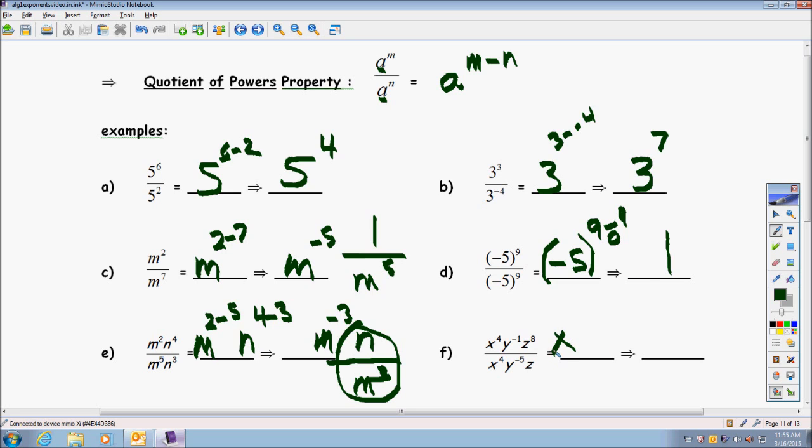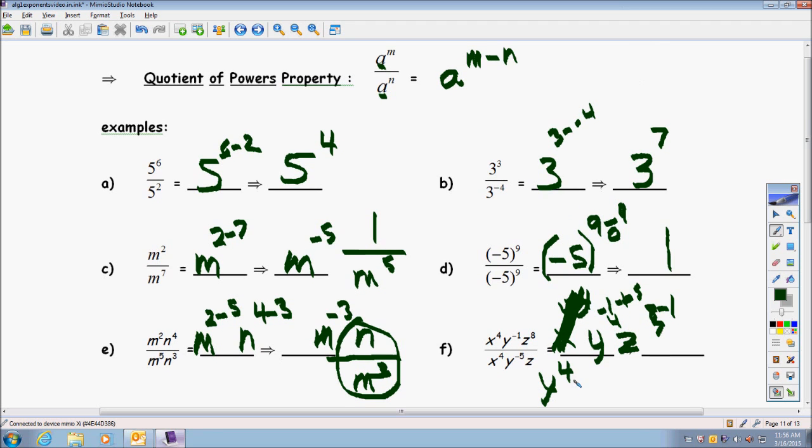Okay, x to the 4 minus 4. Please, please write all this out. Don't take shortcuts. y to the negative 1 minus 5. z to the 8 minus 1. Okay, 4 minus 4 is 0. x to the power of 0 is 1. That whole thing is gone. It's just a 1. Negative 1 minus 5 is negative 6, which becomes y to the power of 4 after moving. And then z to the power of 7. So really, out of all of that, we're going to get y to the power of 4, and then z to the power of 7.